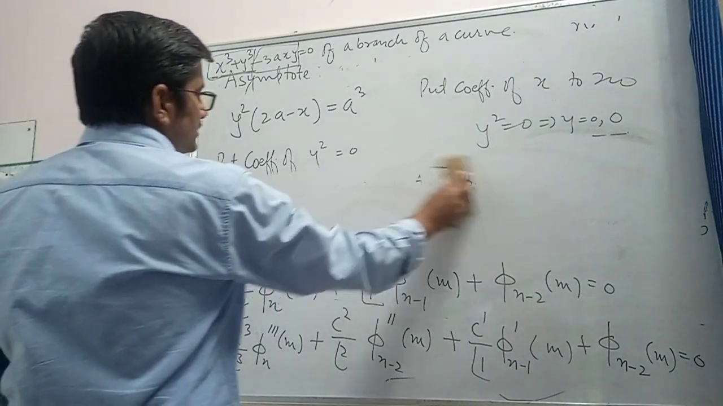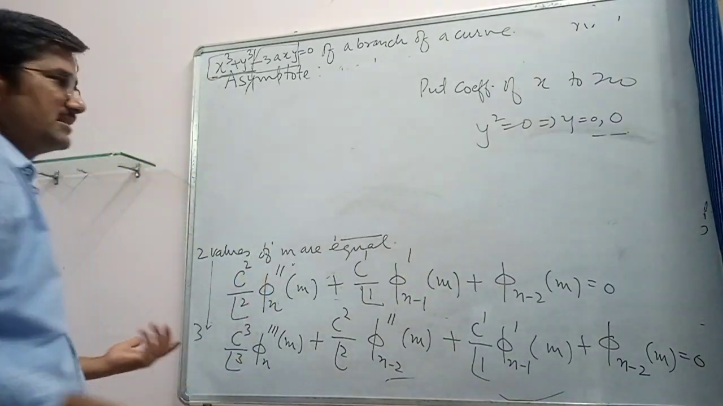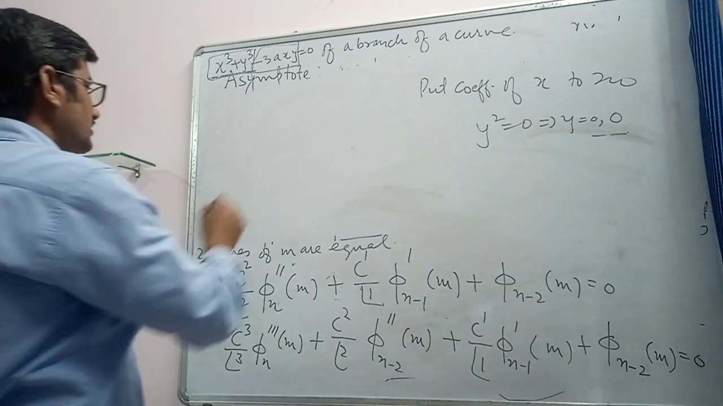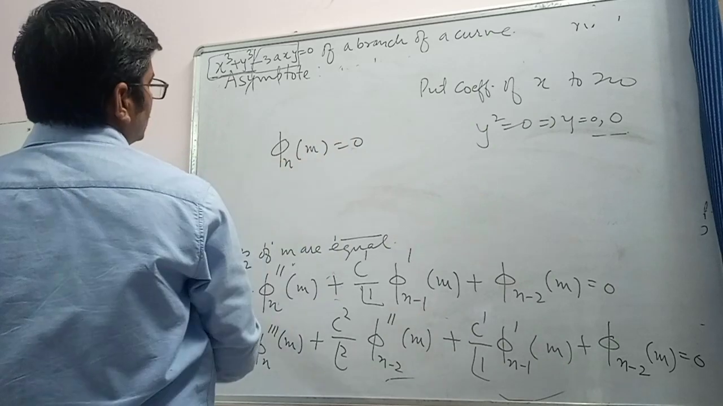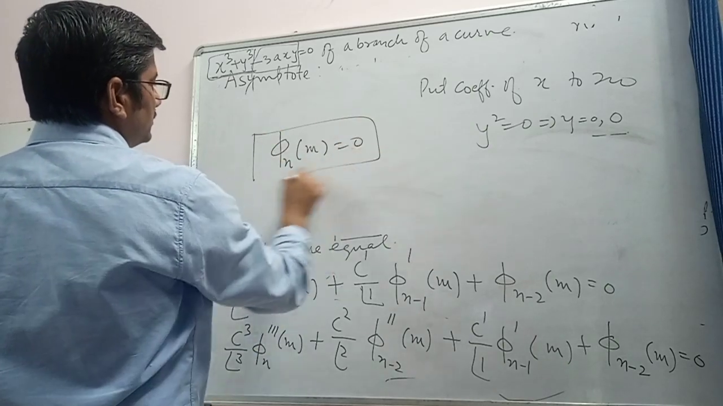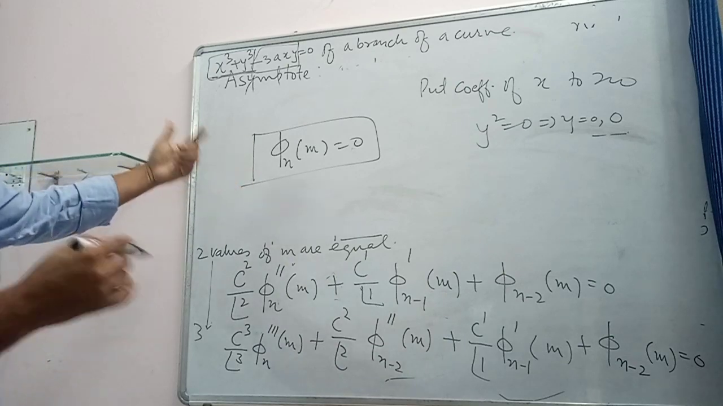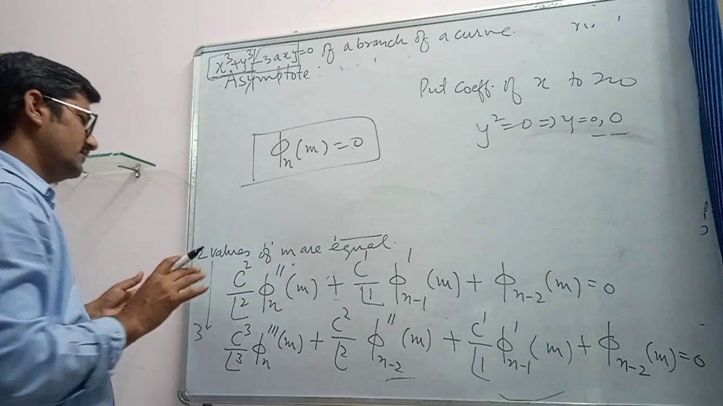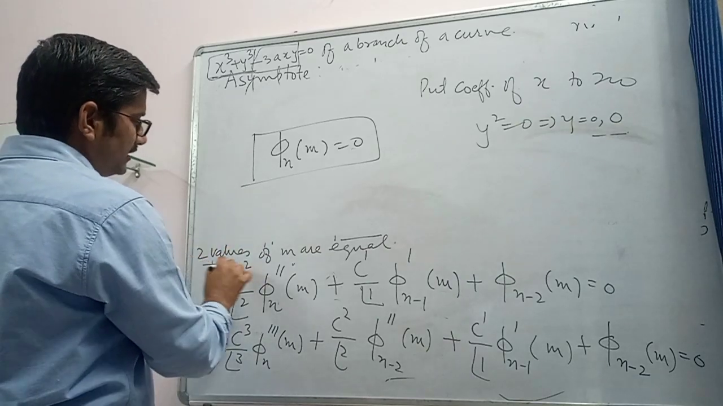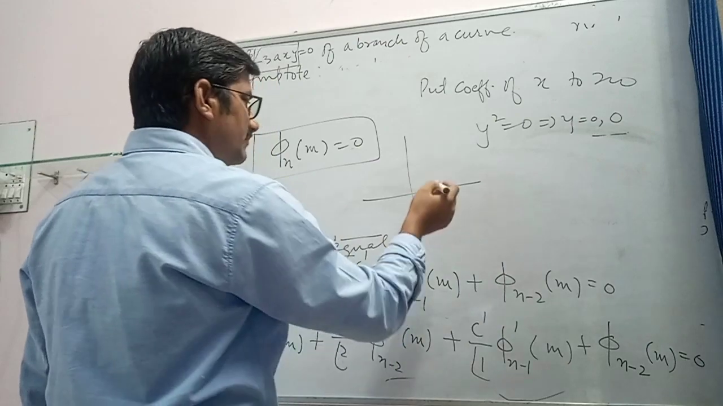Next we can consider, suppose the two values of m are the same. We are solving the equation phi n of m equal to 0 to find the different values of m. And when we solve this, the values of m are not different; these values are equal. So if two values of m are equal, it means the two asymptotes are parallel.